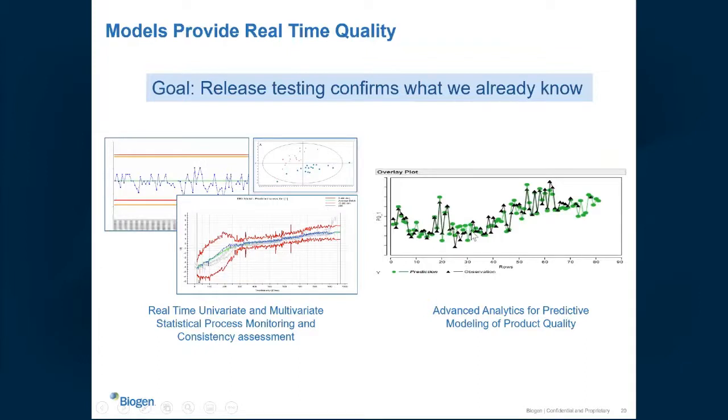But this was a model that has evolved. This is not what came up in 2 months or 3 months of production. There was a lot of online monitoring, and based on that, some of the models evolved, and the correlations, as I said, were good. And as I've been saying, the release testing really confirms what we already know.